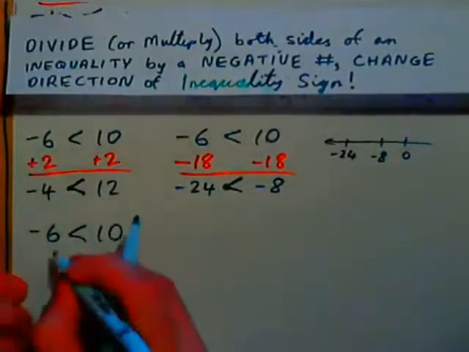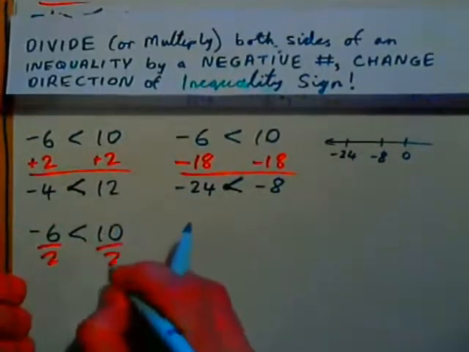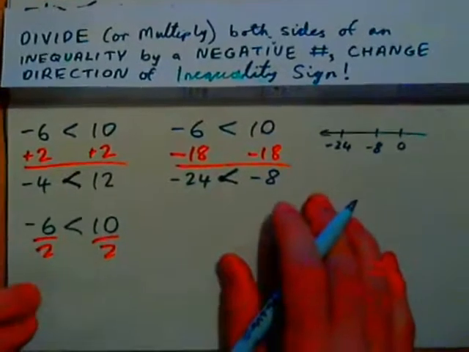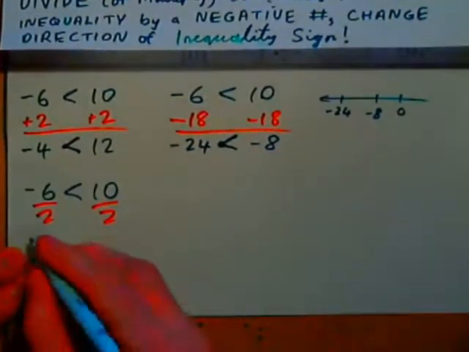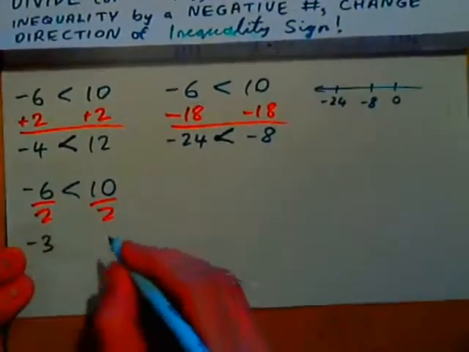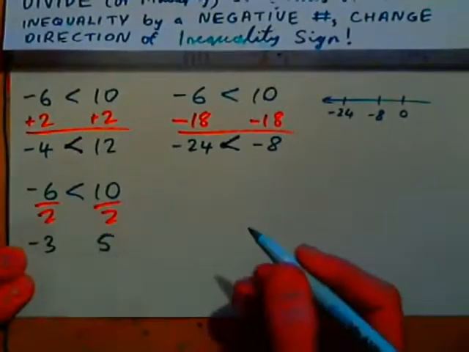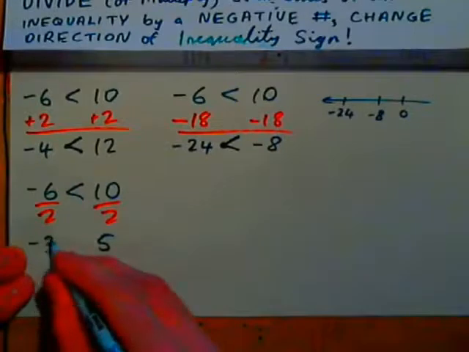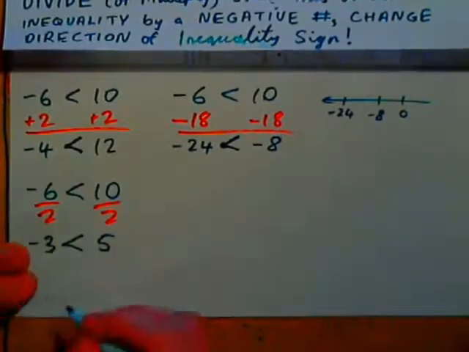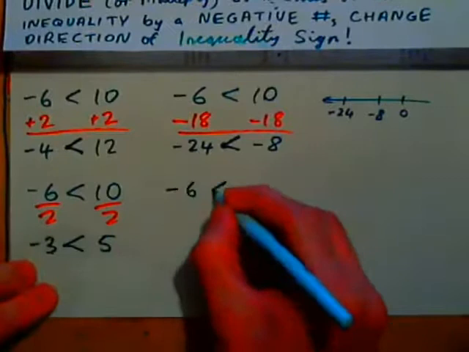Let's divide both sides by positive 2 and see what happens. Dividing by a positive number, on the left-hand side we get negative 3, on the right-hand side we get 5. So which way does the sign go? Again, this is less. Negative 3 is less, isn't it? So it goes like that.